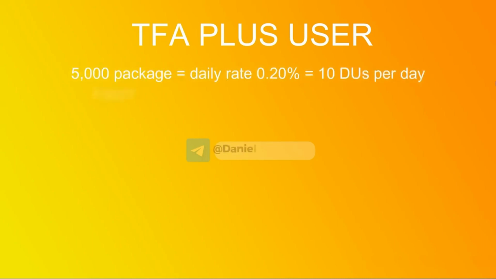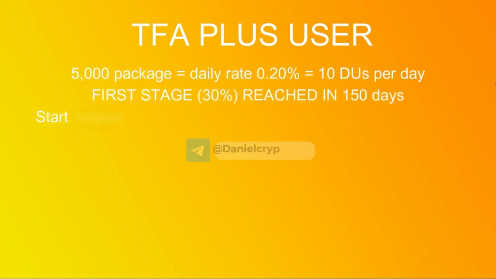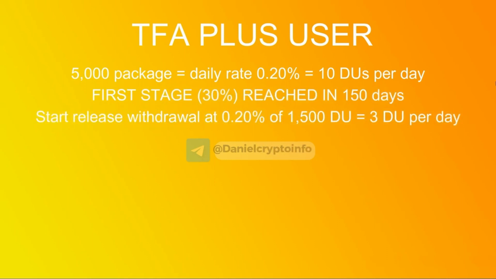A glimpse of TFA Plus holders. For a subscription of 5,000 credits, the daily percentage will be 0.20%, producing 10 DU daily. Therefore, to reach the first stage of 30%, it will take 150 days. After 150 days, you can start withdrawing 0.20% per day, which calculated on the sum of 1,500 DU accumulated corresponds to 3 DU.